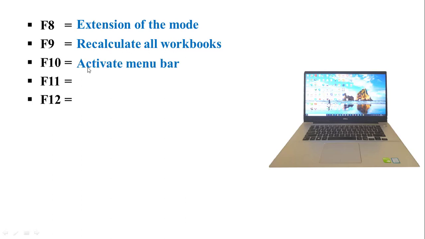F10 means activate menu bars. If you want to activate your menu bars, you can use F10. F11 means new chart. If you need a chart, you can use F11. It's fast and easy. F12 means save as. If you want to save as another file with a different name, you can use F12 to help you.